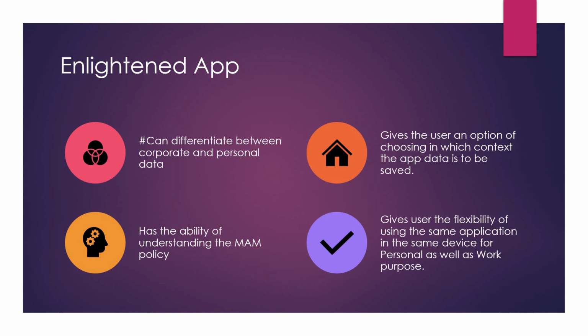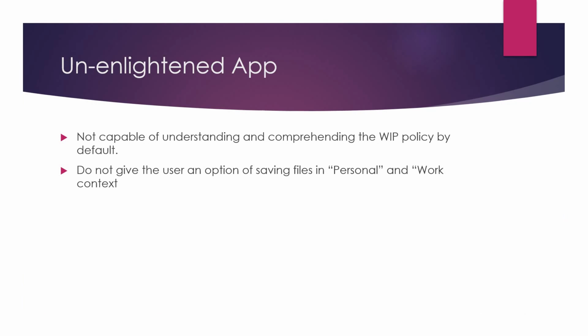So this is a basic background of what an enlightened app is and how exactly an enlightened app is going to behave. Now let's just talk about an unenlightened application. An unenlightened application is one which is not capable of understanding and comprehending the WIP policy by default. So please note here I am saying that it is not capable of understanding and comprehending the WIP policy by default. It does not mean that an unenlightened application cannot understand WIP policy. It doesn't understand it by default. There are ways around that which we are going to talk about.